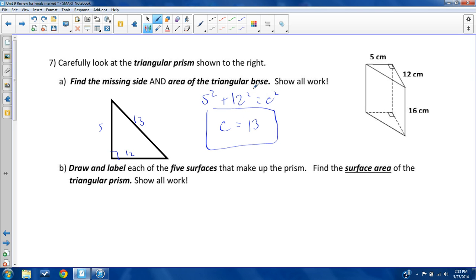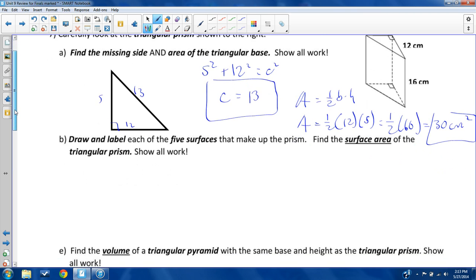Okay, find the area of the triangular base. Now remember, here's your base, 12 or 5, doesn't matter. Your height is perpendicular to that. So we're going to do area of a triangle is 1/2 base times height. So area is 1/2 times 12 times 5, which is 1/2 of 60, which is 30. That's an area, so it's squared.